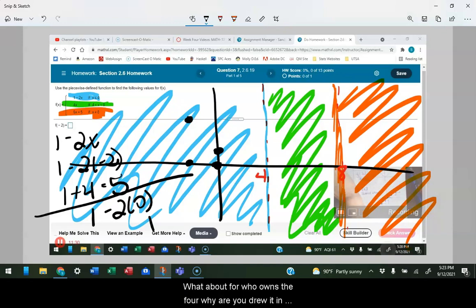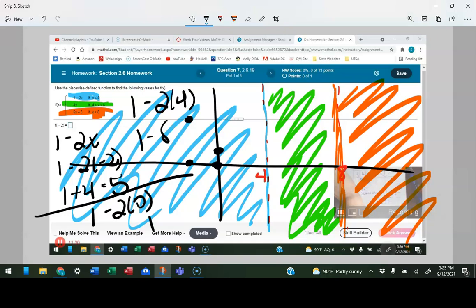Okay, what about 4? Who owns the 4? Well, I already drew it in blue. Okay, so the blue owns the 4. So I'm going to do 1 minus 2 times 4. So 1 minus 8 is negative 7. So down here, I got a negative 7, which if you'll notice, that's a pretty little line. And then right here, he would have a filled in circle.